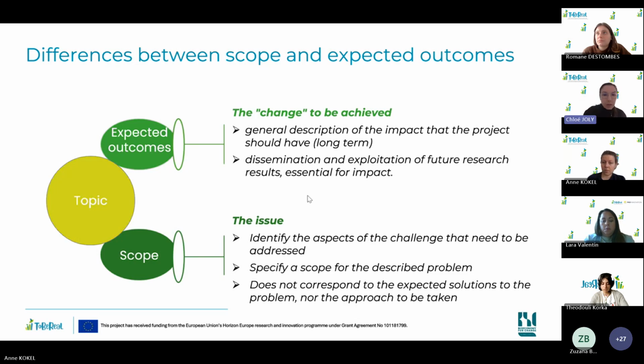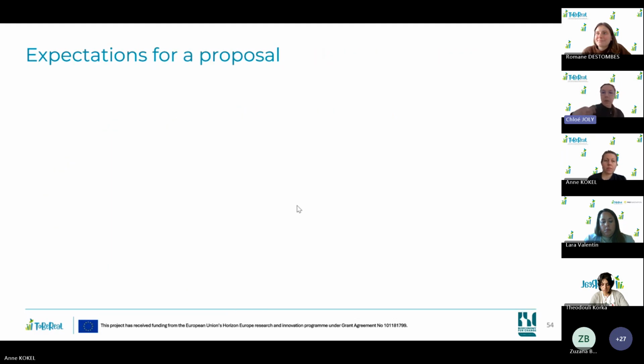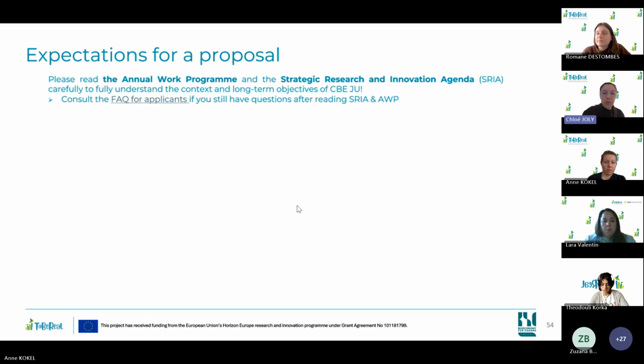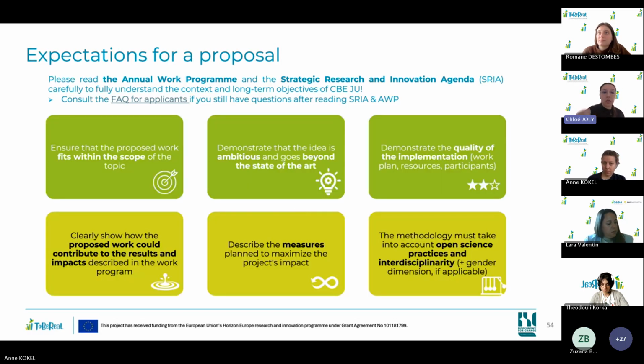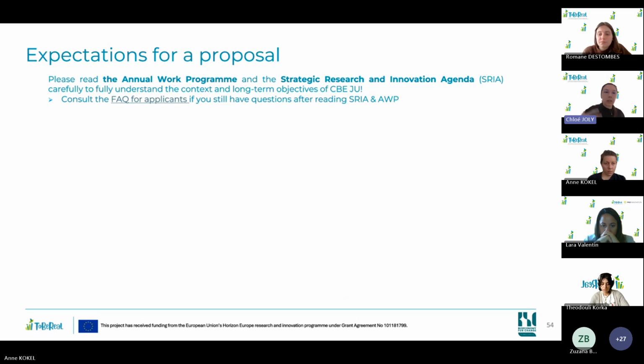So having this in mind, you can go also on, it is really important, and I think it's the first advice in the next slide, please, Anne, of our best advices and expectations for a proposal. So the first thing to do is to read carefully the topic itself, but also the preliminary pages of this annual work program. So you have all the context, challenges to be addressed, as well as an important document, which is the Strategic Research and Innovation Agenda of CBE.